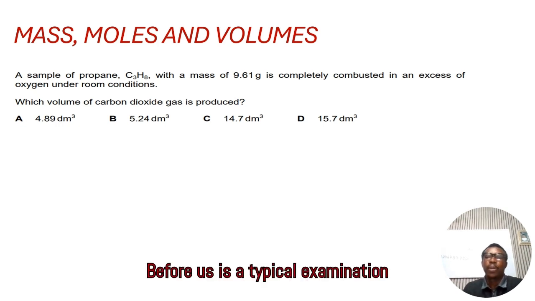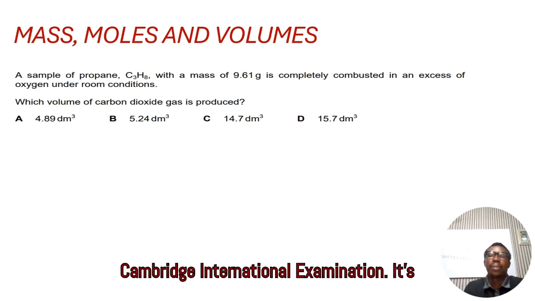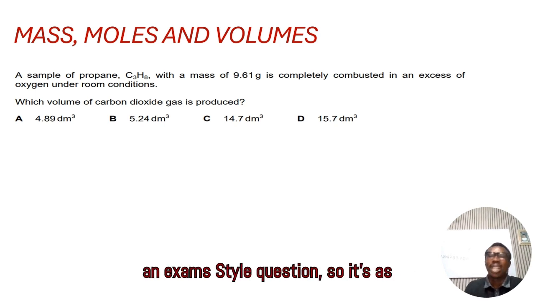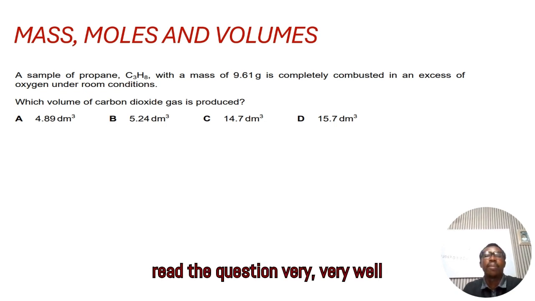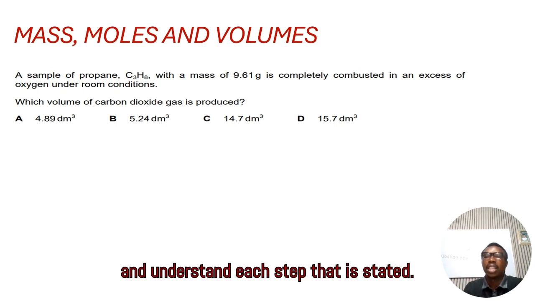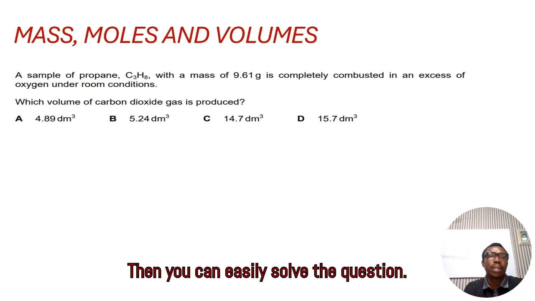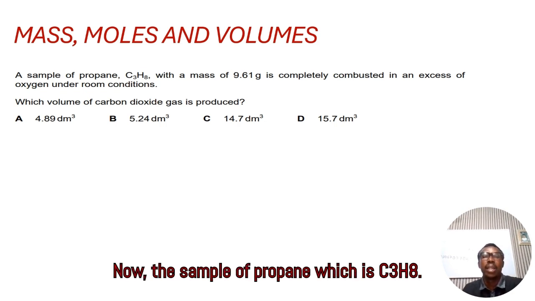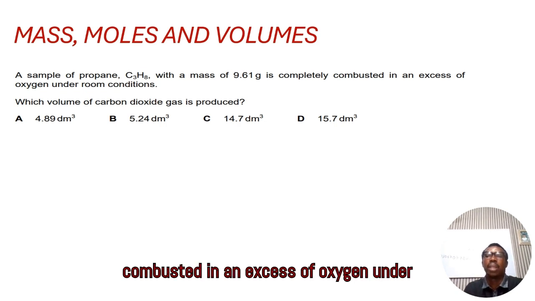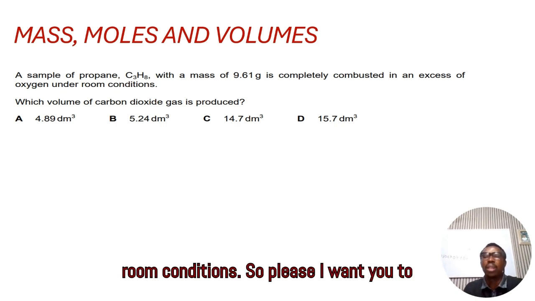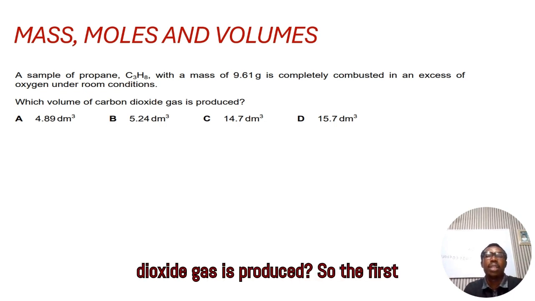Before us is a typical examination question. It's an A-level question, Cambridge International Examination. It's an exam style question, so it's as simple as ABC. All you need to do is to read the question very well and understand each step that is stated. Then you can easily solve the question. Now, a sample of propane, which is C3H8, with a mass of 9.61 gram is completely combusted in an excess of oxygen under room conditions. So please take note of that. Which volume of carbon dioxide gas is produced?